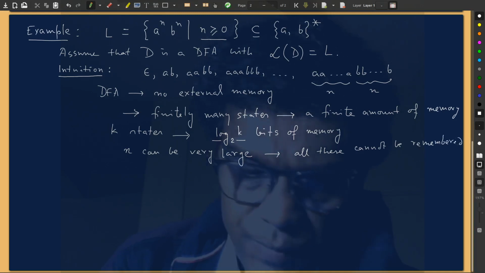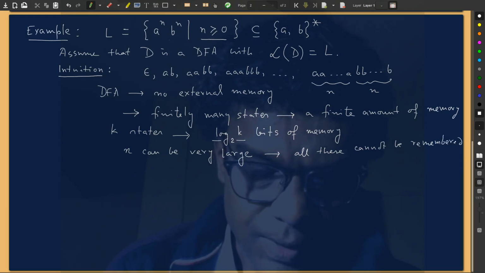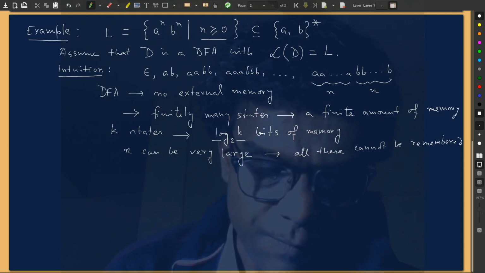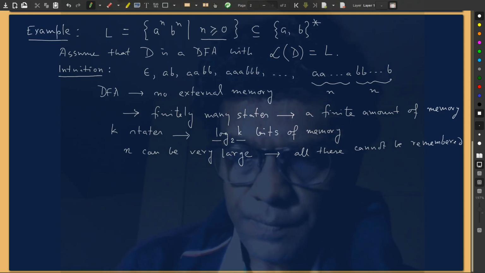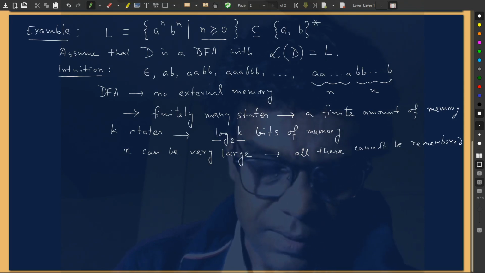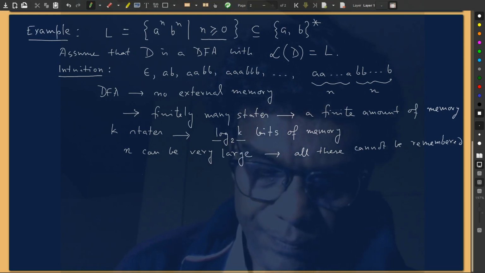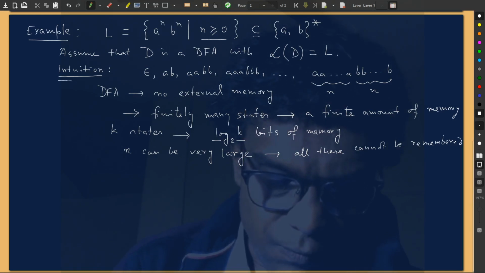Of course, here I assume that remembering n is necessary, because if you remember n, then when the sequence of b's comes, you have to validate that the count of b's is the same as the count of a's. So intuitively, this is the reason why such a DFA cannot accept this language and only this language. You cannot have a DFA D with language equal to L. But this is only an intuitive proof.